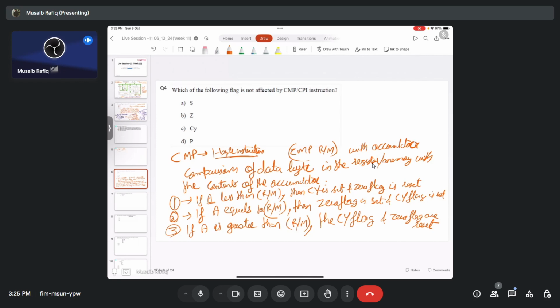So what I meant to say is that when the memory is an operand, its address is specified by the HL pair. No contents are modified. However, all remaining flags are affected according to the result of the subtraction. So the only flag that is not affected by this is the parity flag.